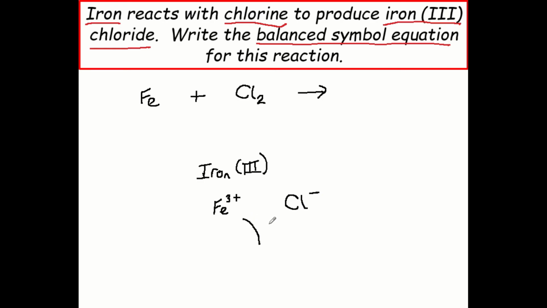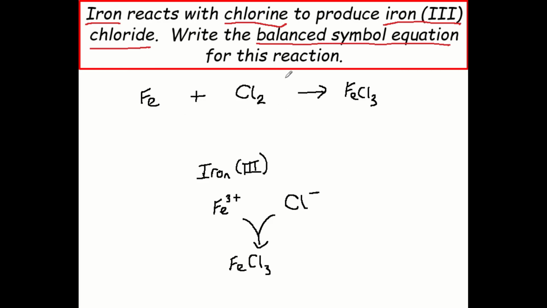So in order for these to actually join together to make a compound, we're going to have 1 iron ion joining with 3 of the chloride ions, because we need 3 negative charges to cancel out the 3 positive charges. So 1 iron ion joins with 3 chloride ions. So what we'll have up here is FeCl3. Now, if we have a little look, is it balanced?